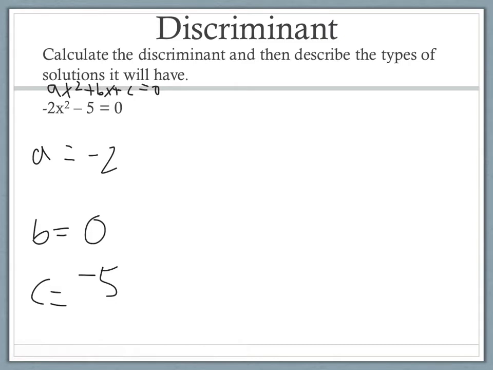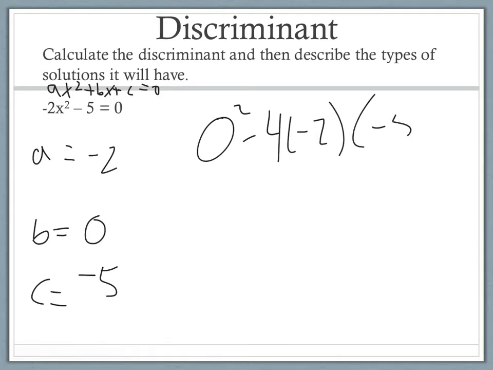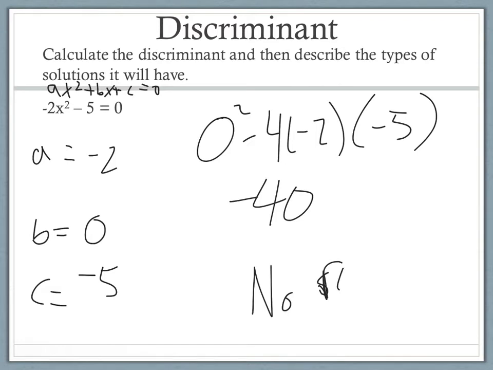Now we plug that into the discriminant. Remember, b squared, so 0 squared minus 4 times negative 2 times negative 5. If I plug that into the calculator, that ends up being a negative 40. Negative 40 is a negative number, so this is going to be no real solutions.